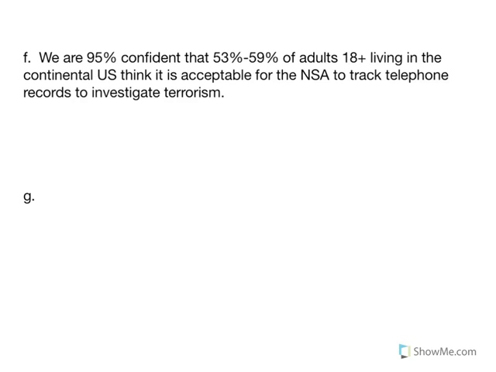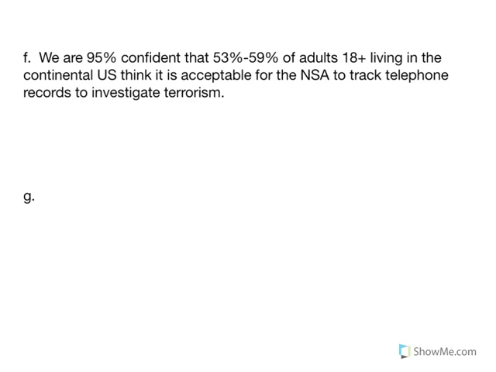You need to make sure that you are projecting in this sentence exactly what you're talking about. You need your confidence interval. You need to talk about your population, right? The adults, 18 and over, and all of those words. And then what is it that you're talking about? And don't just say they think it's acceptable. They think what's acceptable? They think the NSA to track telephone records to investigate terrorism. Be specific. It is very important that you show people what you are talking about with your statements.